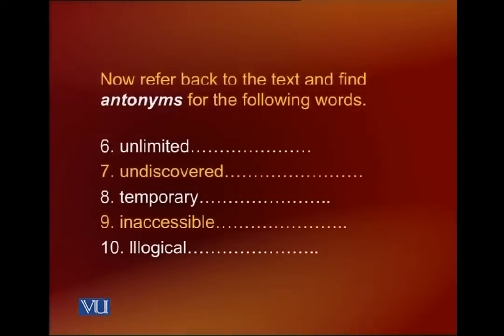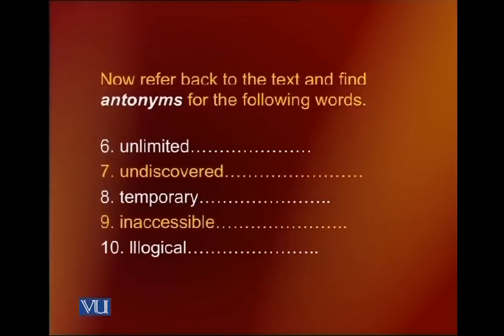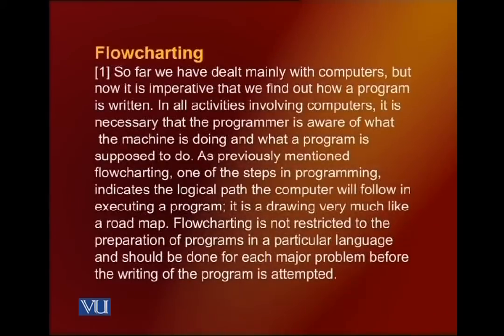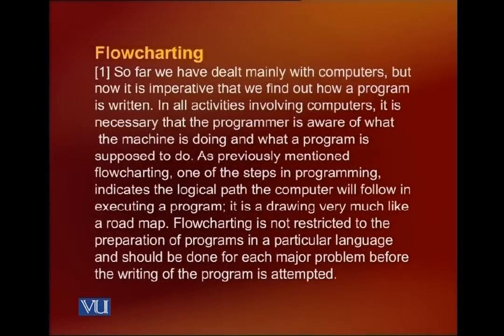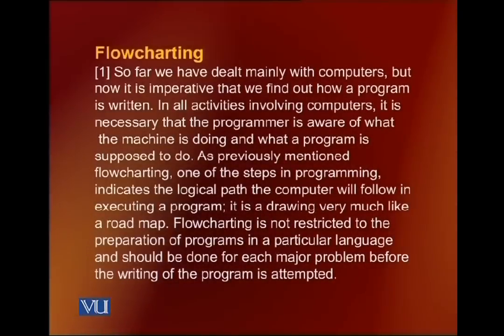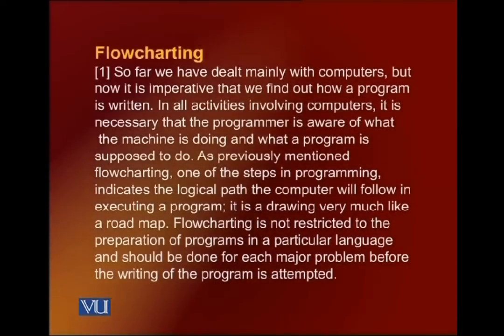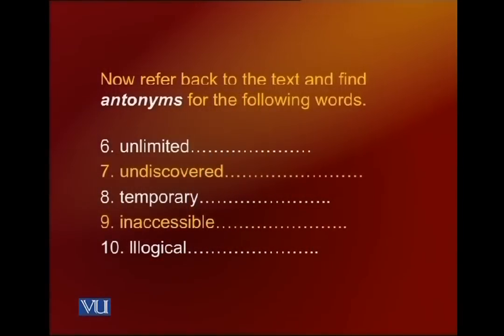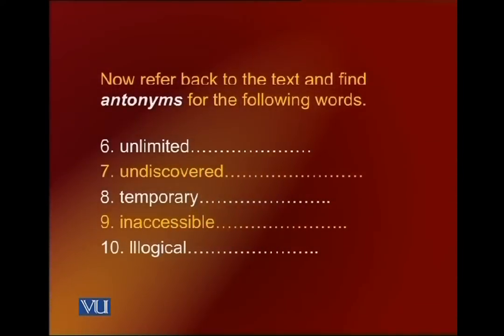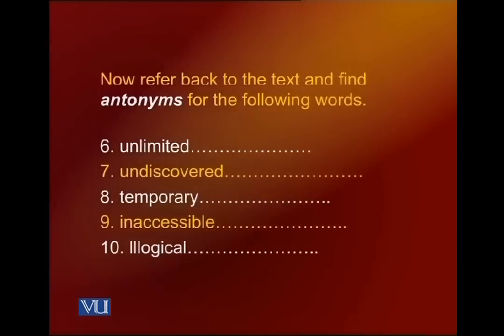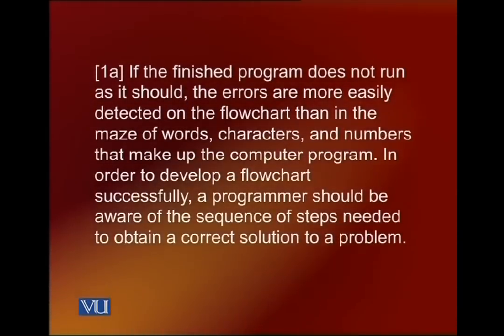Now look at antonyms. Paragraph 1, there is a word over there which is the opposite of the word unlimited. Unlimited means something which does not have any limit, no boundaries. And there is a word which is the opposite of unlimited. And the word there is particular. In paragraph 1, there is a word which is the opposite in meaning of the word undiscovered. And the word is detected.